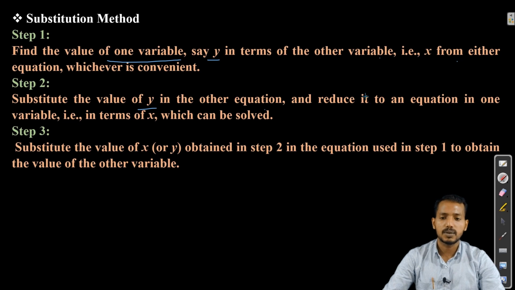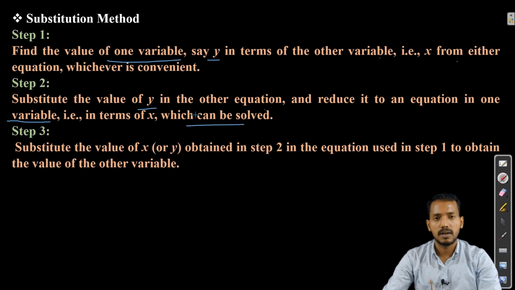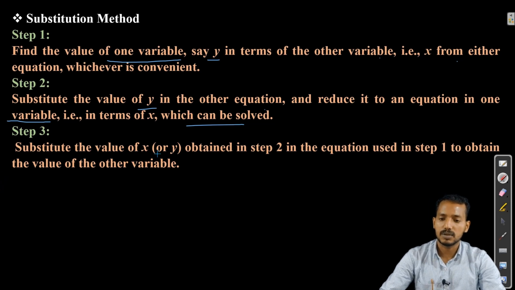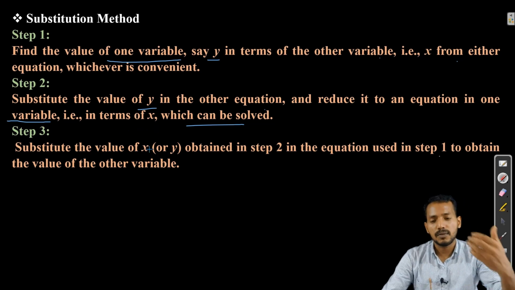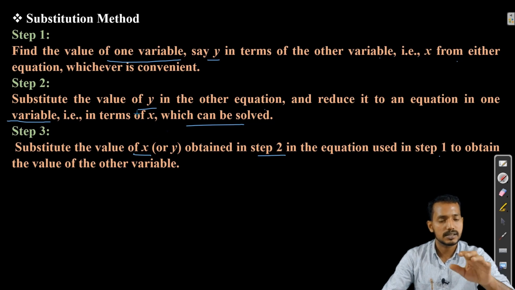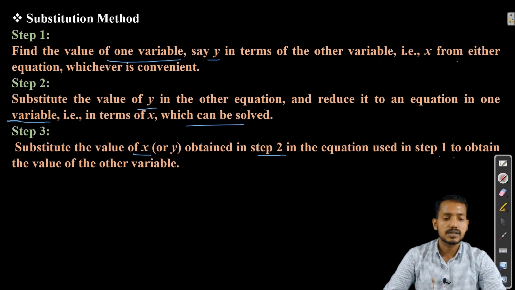And reduce it into an equation in one variable. So after solving, we will get an equation in one variable, that is in terms of x. Solve it. We will get the value of x. Once we get the value of x, we proceed with step 3, that is, substitute the value of x. If we have written the value of y in terms of x in step 1, then we get the value of x in step 2. Then substitute the value of x obtained in step 2 in the equation used in step 1.